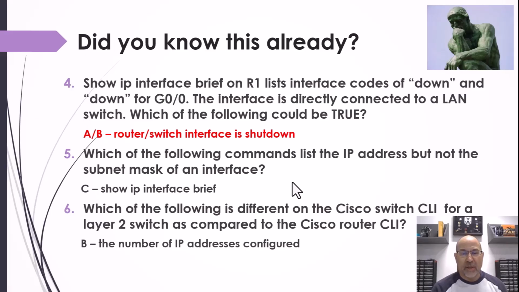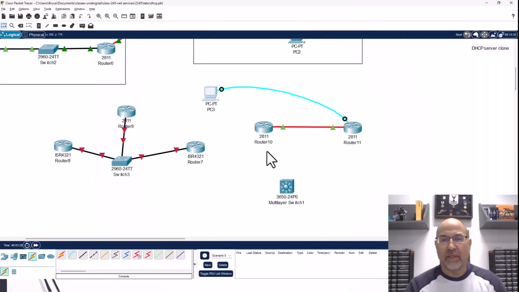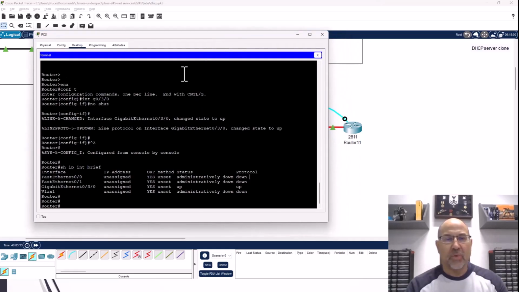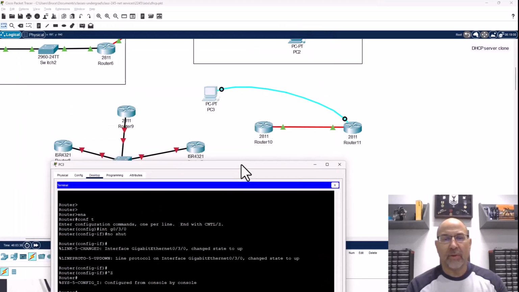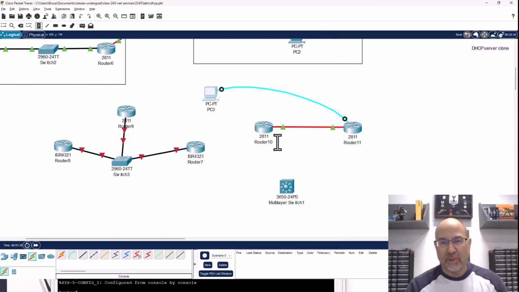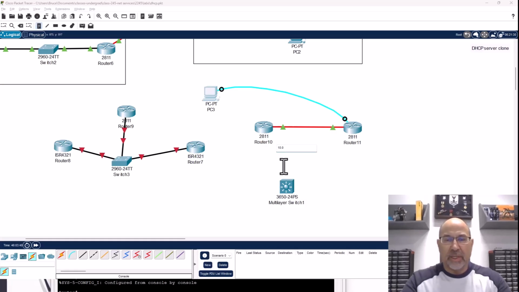Question number 6, which of the following is different on the Cisco switch CLI for a layer 2 switch as compared to the Cisco router CLI? And the answer there was B, the number of IP addresses configured. Fewer IP addresses on a switch. All right, so let's go over those things on the router. We'll focus on these two 2811s right here. And what I'm going to do is give these two IP addresses. We'll make this 10.0.0.1, and we'll make this one 10.0.0.2.